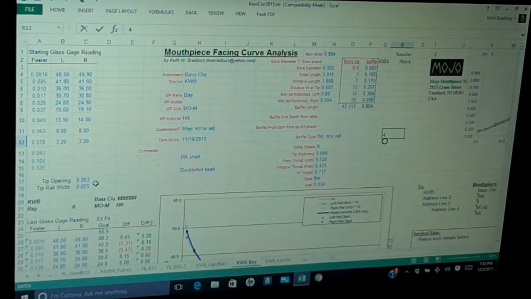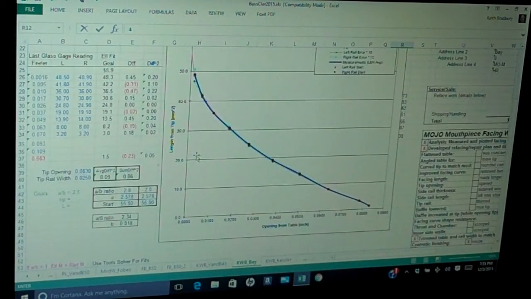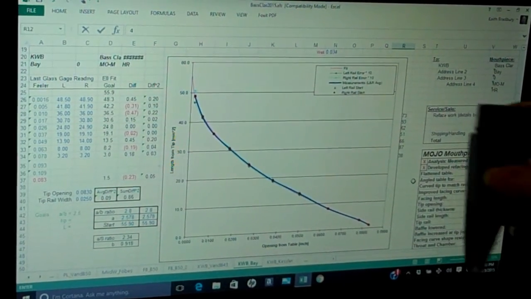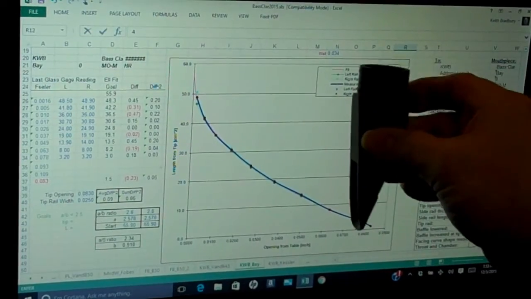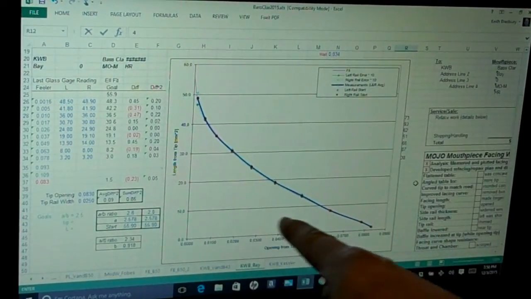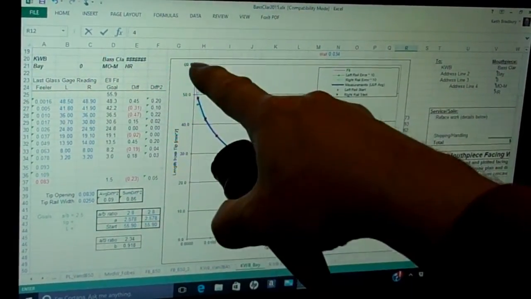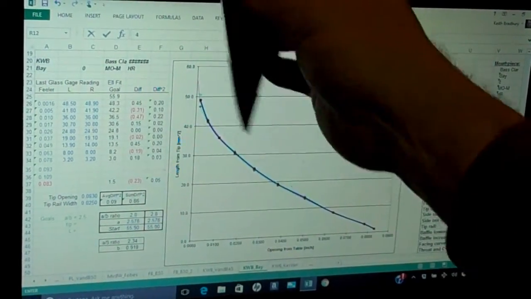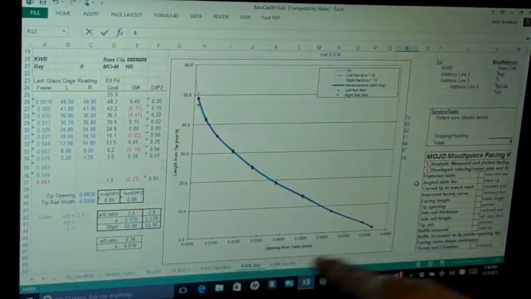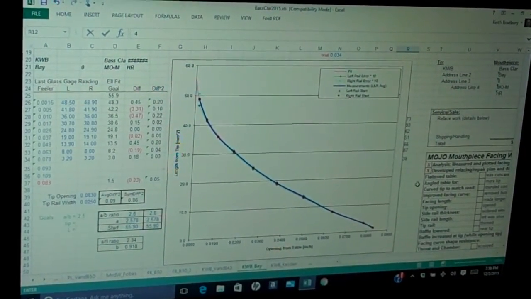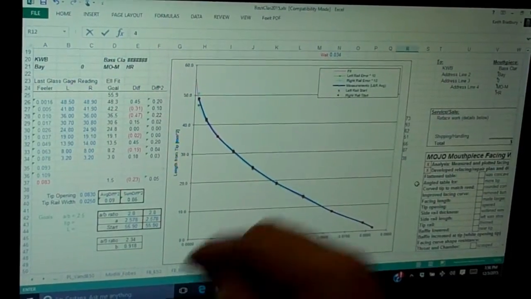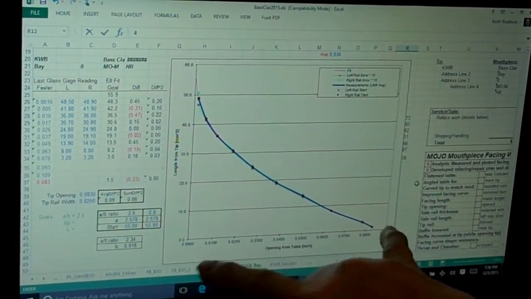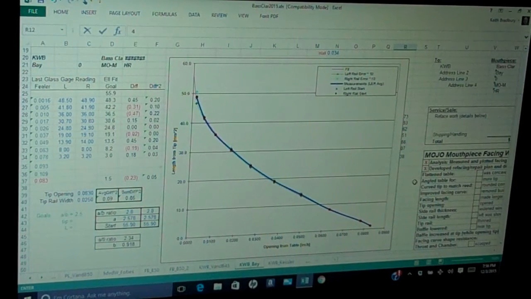So what we end up with is a graph of the facing. And this is a graph of the facing exaggerated in this orientation. This is the tip opening, this is the facing length, and this is the curve. You know, the reed at the table would be up here, your reed would be down here, and it would be closing in on this tip. So you can see the tip the way that I do it, and a lot of refacers have adopted the same system, is very exaggerated open.